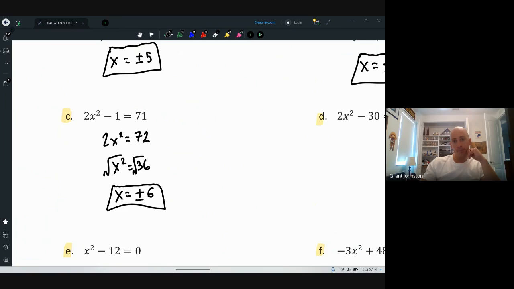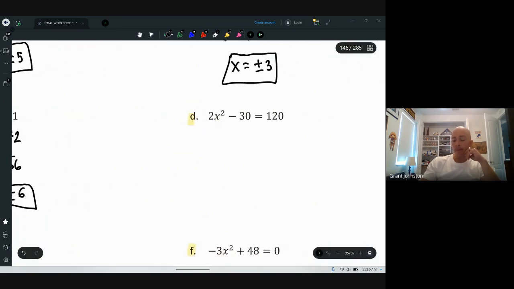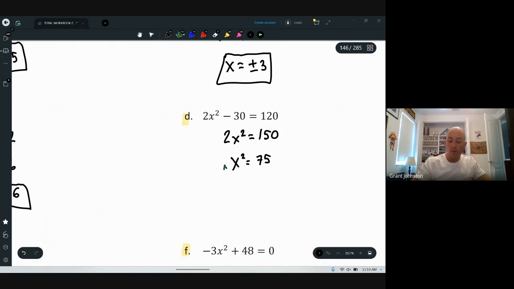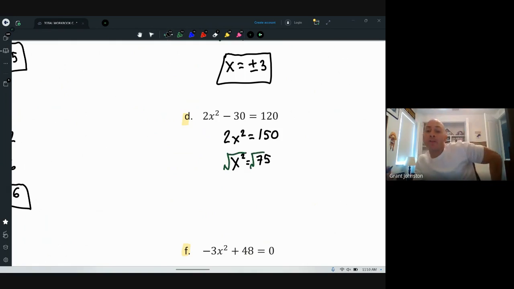Okay? So on D, D's going to be a little different. Watch this. I'm going to add 30. Whoops. So I'm going to have 2x to the second equals 150. Then I'll divide by 2. So now I have x squared equals 75. But the square root of 75 is not a whole number, right? So I'm going to take the square root. Now, if you type that in the calculator, you're going to get an irrational number.